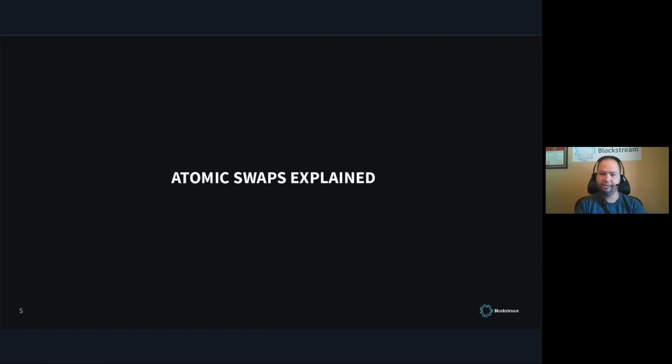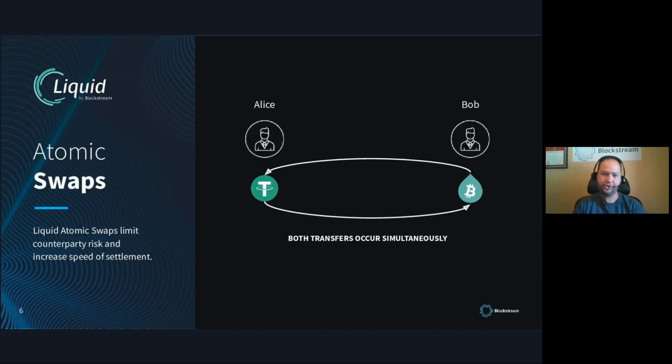All right, so we're going to dig in a little bit more about atomic swaps and how they actually work. So the first thing we're going to look at is the use case. What are we trying to do? What does it actually mean to be an atomic swap? In this case, we have Alice, who has Tether, and we have Bob, who has Liquid Bitcoin. And we want to make sure that Alice and Bob are able to switch those assets without any chance for either party to get both of the assets without living up to their end of the bargain. So atomic swaps basically can make it so that these things swap places or that they don't happen at all. So this limits counterparty risk and also can increase the speed of settlement.